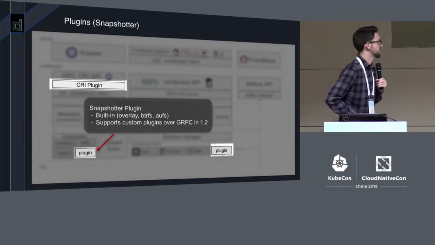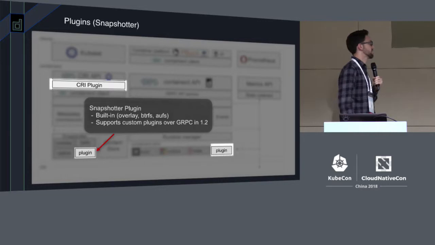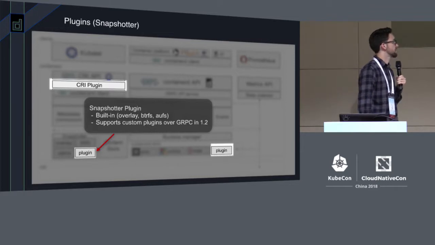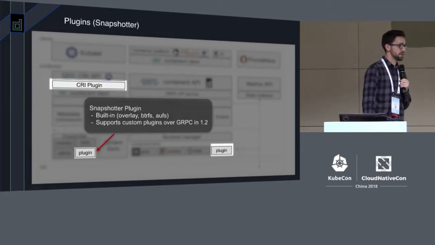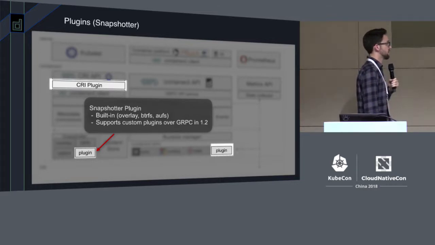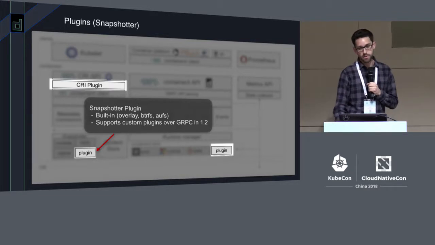So we have snapshotter plugins. We have some built-in ones. Overlay is the most common. We also have Btrfs and AUFS plugins. We also added in 1.2 the ability for you to configure a snapshotter plugin that is implemented over gRPC.